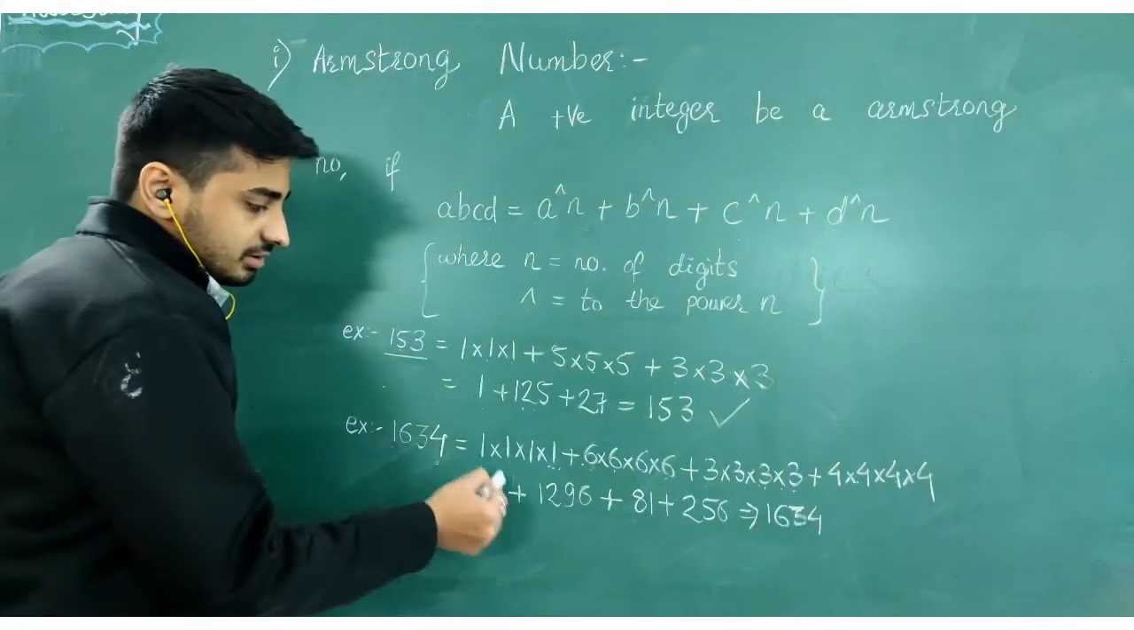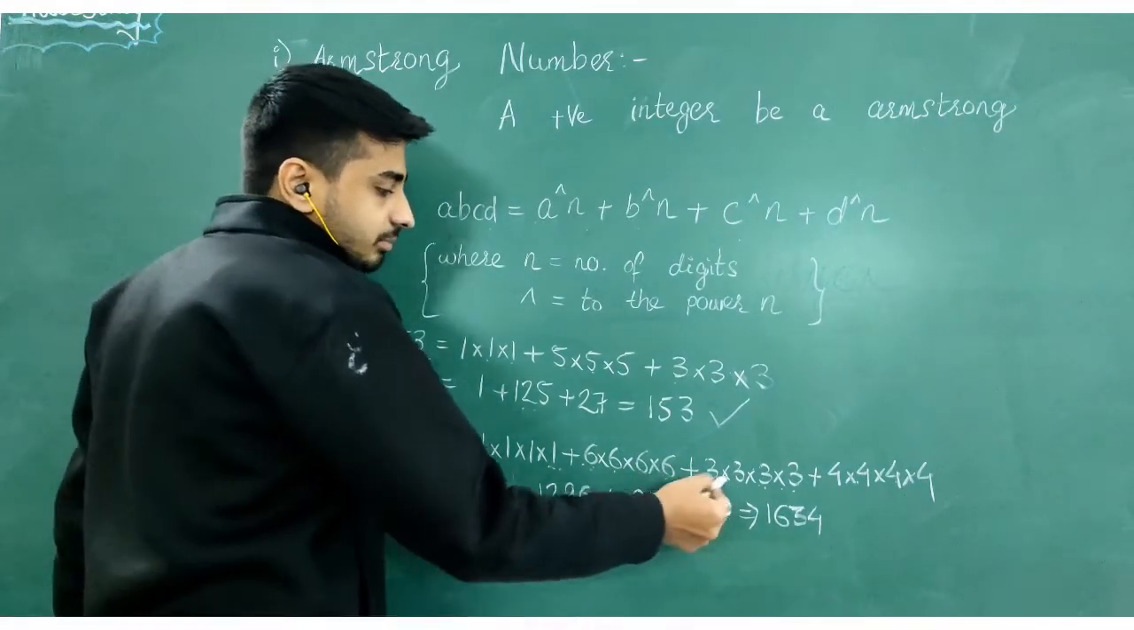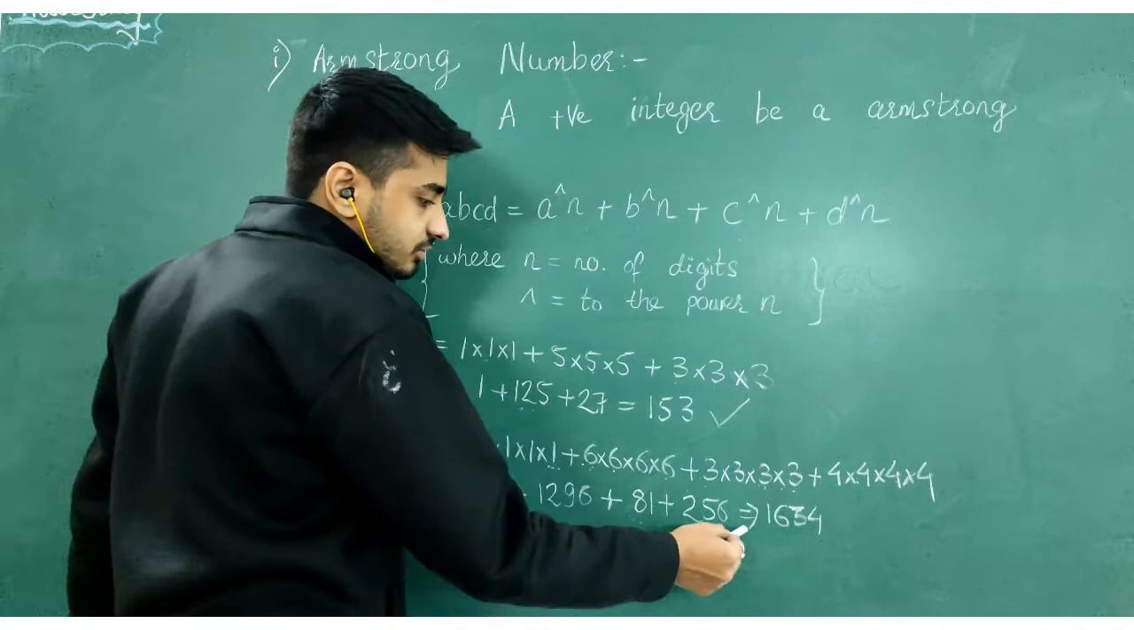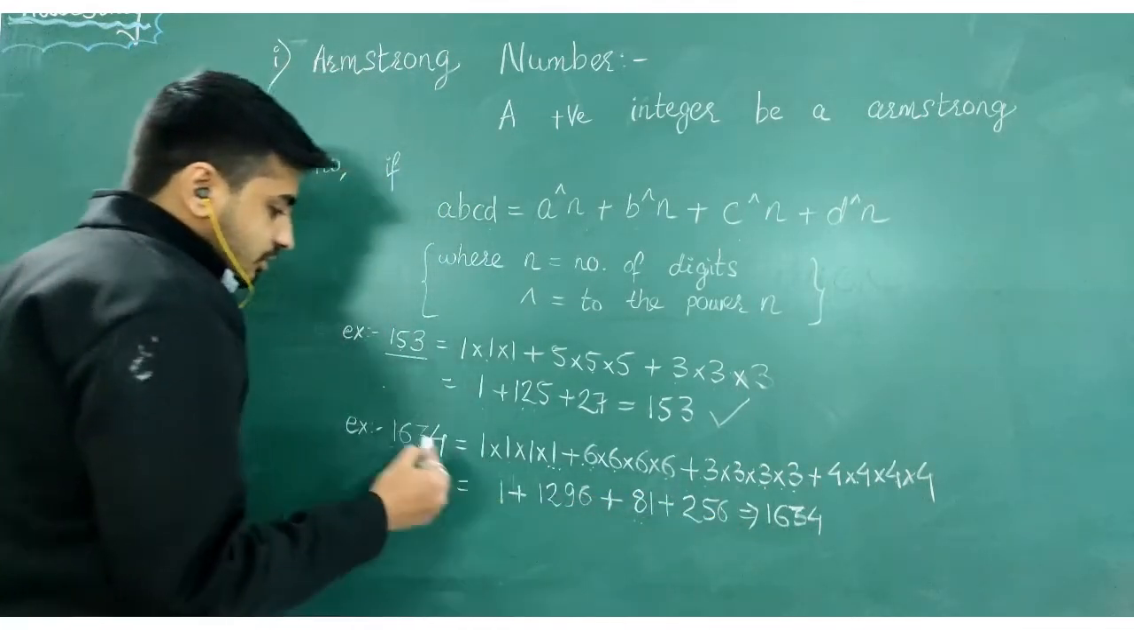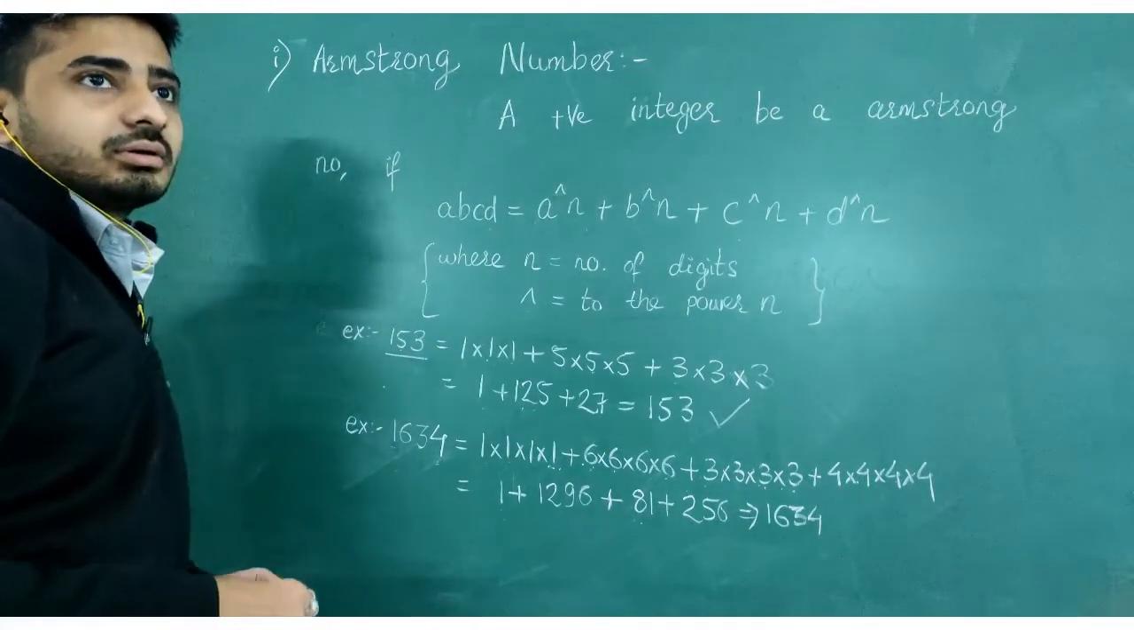On solving, this will become 1, this will become 1296, this will become 81 and this will become 256. On adding, you will get the same number. So a number that can be represented in this form is known as an Armstrong number. Okay.